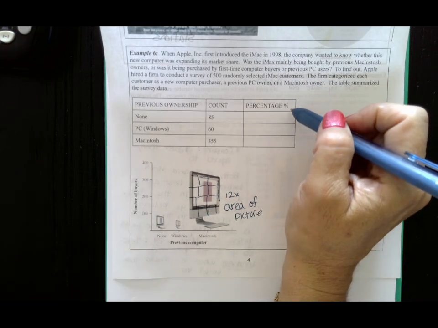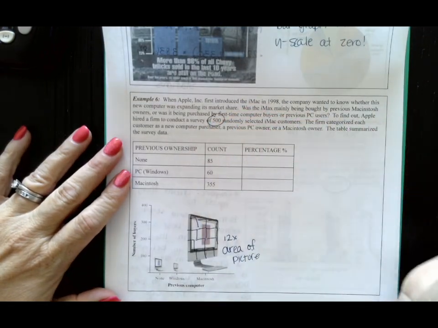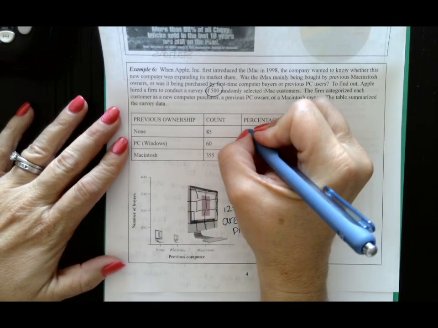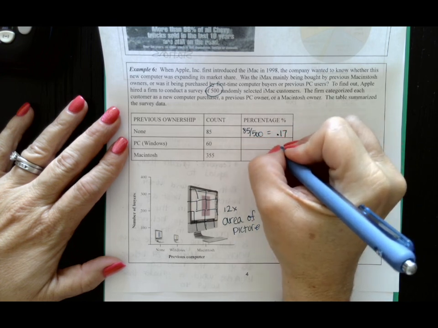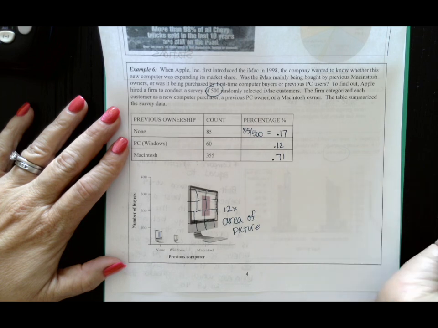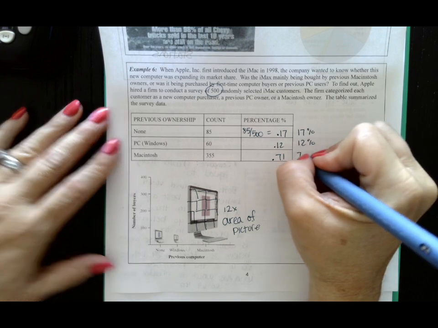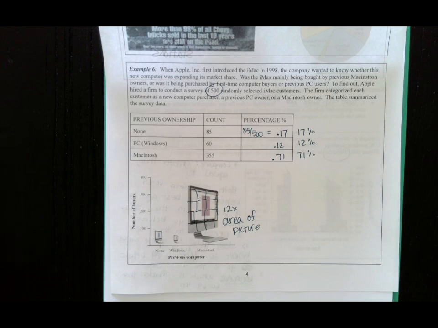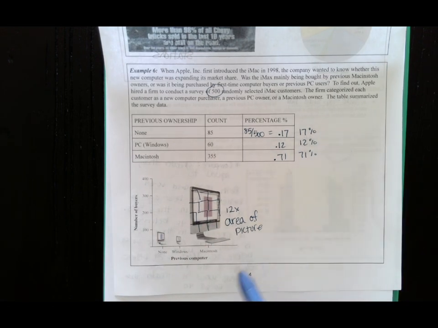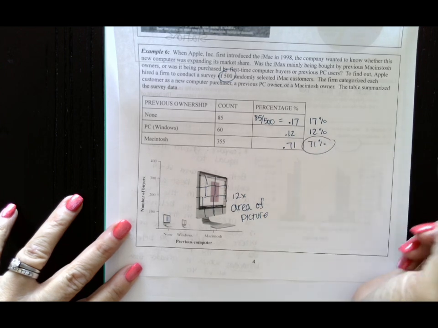If we want to look at percentage, remember percentage is the count over the total, and up here, I know I didn't read this, it tells us we have 500. So this is going to be 85 over 500. So this is going to be 0.17, 0.12, and 0.71. Okay, so we're talking about 17%, 12%, and 71%. That's what we have. So if we look at this value of 17%, and the area of the picture is about 12 times our area of our none, well, 12 times 17 is much greater than 71%.